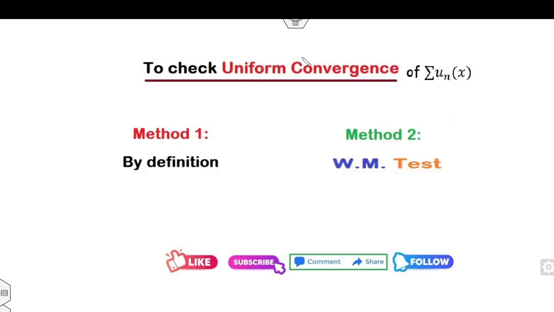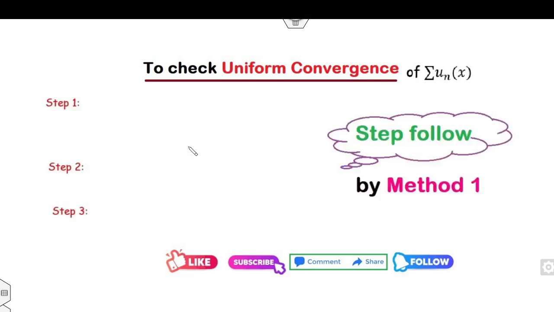I will explain two different methods for checking the uniform convergence. One is based on the standard definitions. The second is the Mn test. In this lecture, I will explain with the help of the definitions. Now, what are the various steps I can follow? I will define the three-step rule.